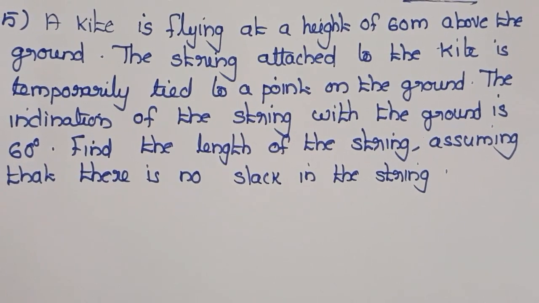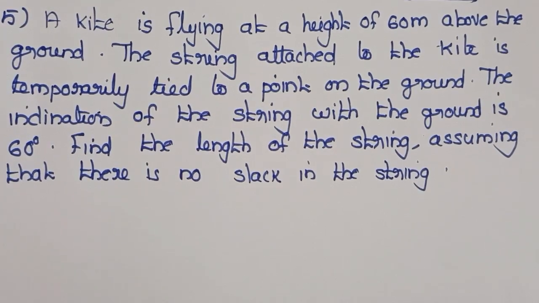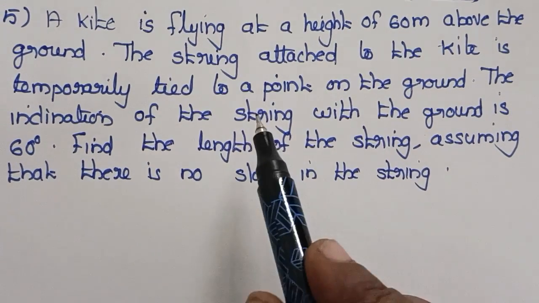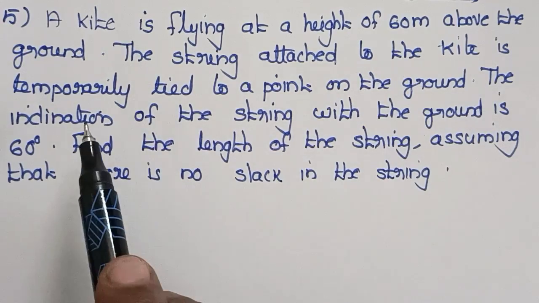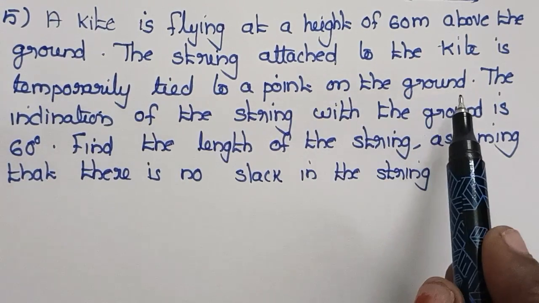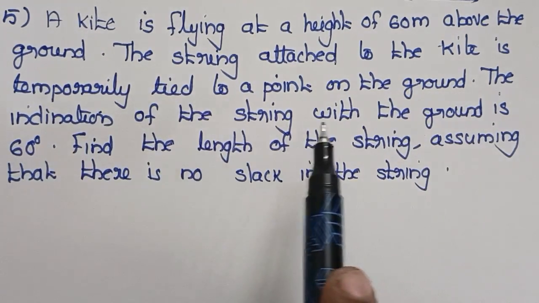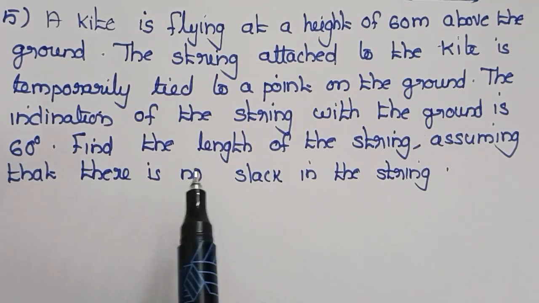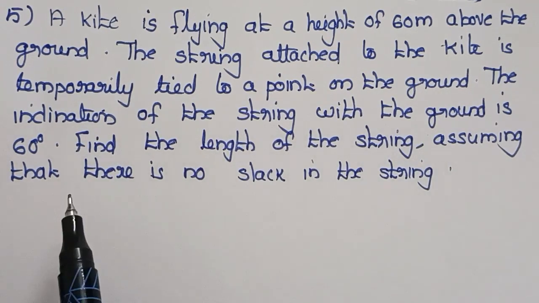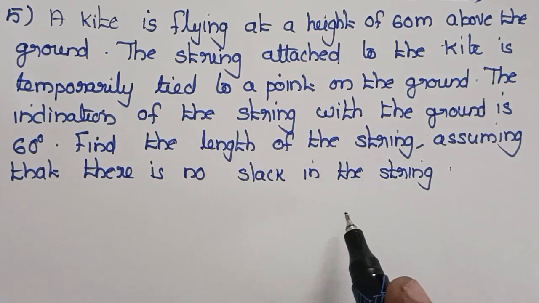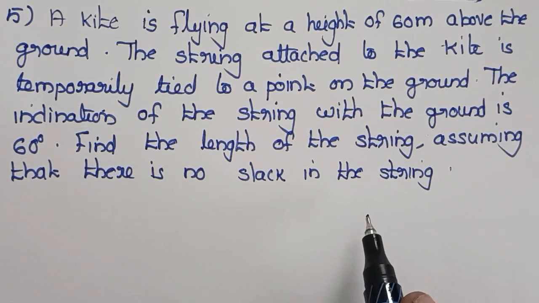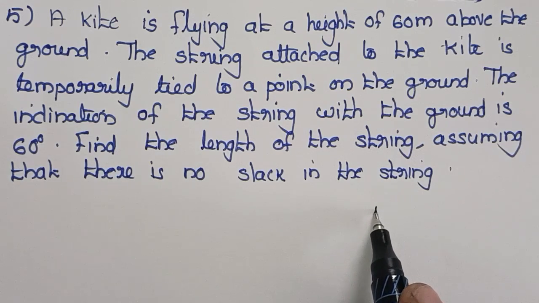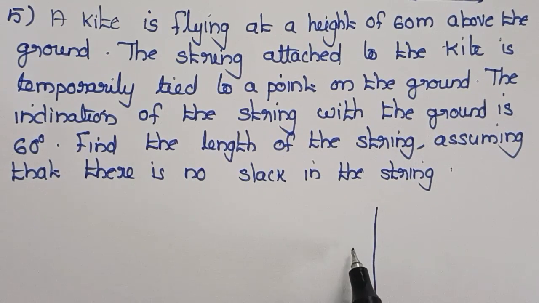Fifth question. A kite is flying at a height of 60 meters above the ground. The string attached to the kite is temporarily tied to a point on the ground. The inclination of the string with the ground is 60 degree. Find the length of the string assuming that there is no slack in the string. That is, the kite is flying at a height of 60 meters.